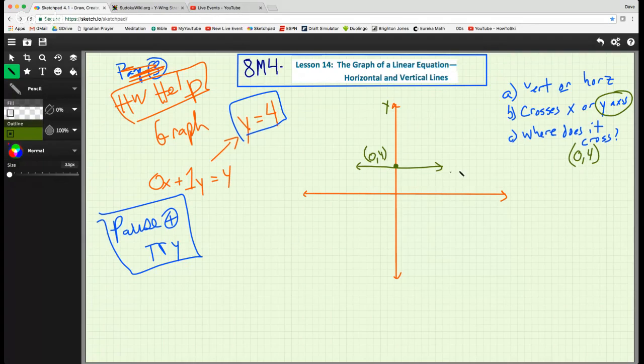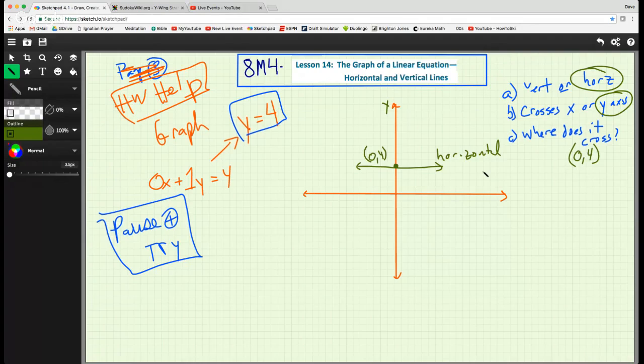Now, and so that's a vertical, sorry, that's a horizontal line, right? Horizontal. This is horizontal. And you take the horizontal.